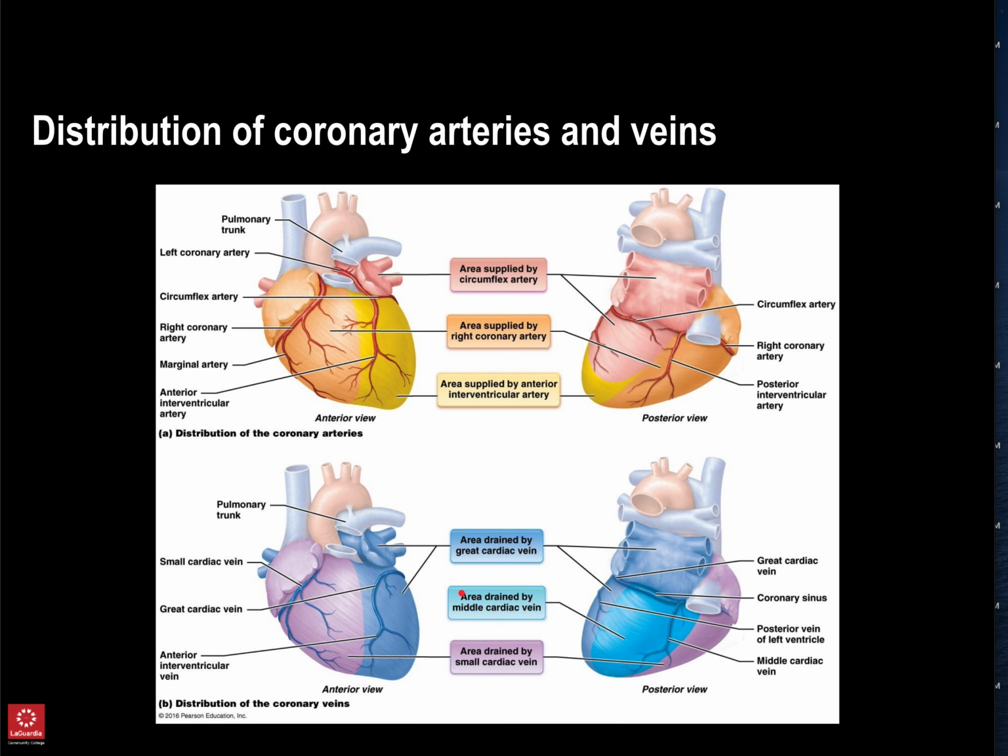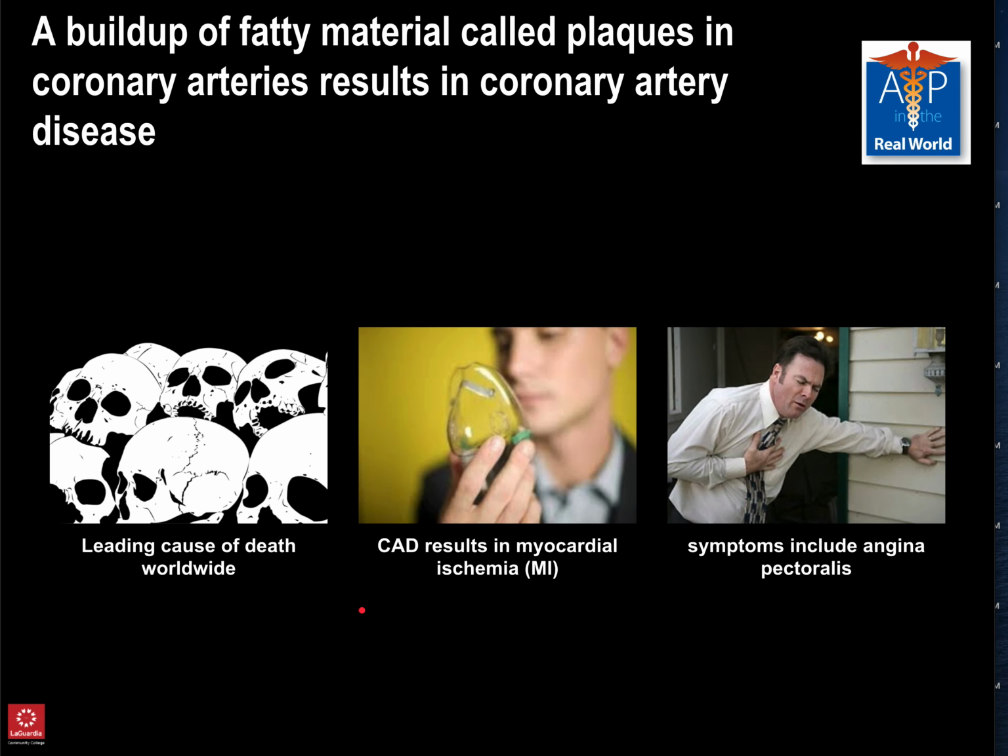So this is something that really is better reviewed in your book, so I'm not going to spend a lot of time on it, but you can see that each of the arteries provides blood flow to separate areas of the heart. Similarly, different veins return blood from the heart from different regions as well.